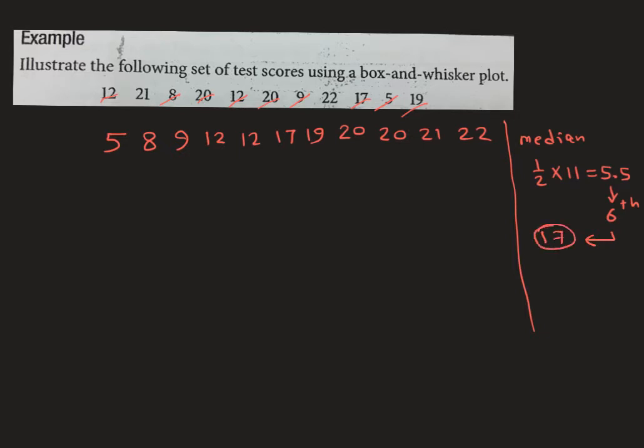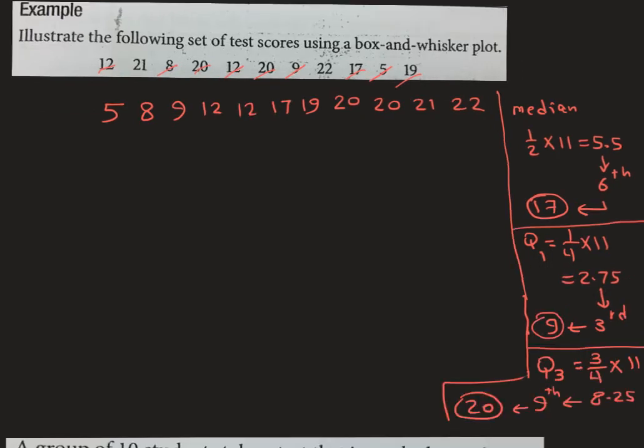The same for the lower quartile, Q1. 1/4 times 11, you get 2.75. Round up, you get the third. The third is 9. So the lower quartile is 9. By the same way, you can find the third quartile, Q3. 3/4 times 11 is 8.25. So round up, the ninth will be 20. So 20. Now we have the least value, greatest value, median, lower quartile, upper quartile.